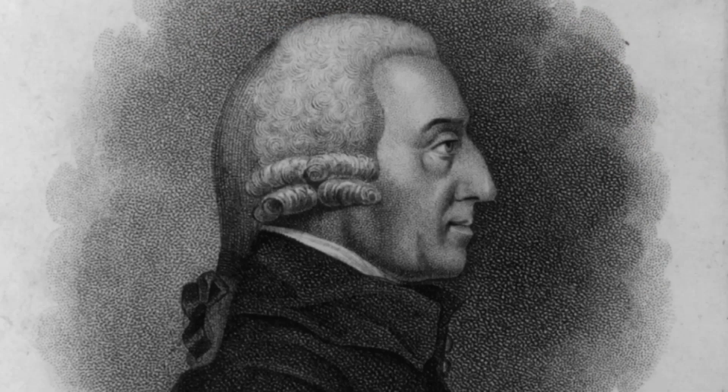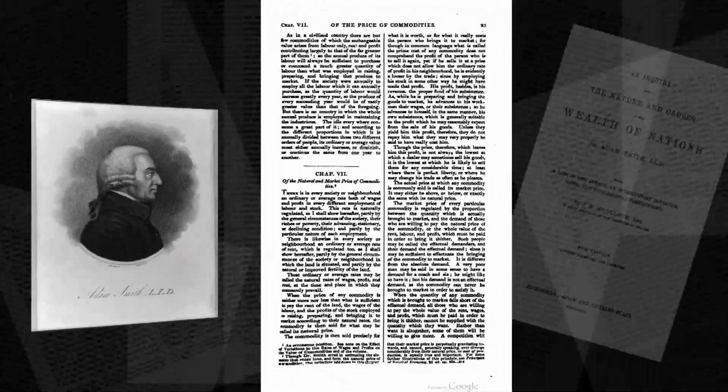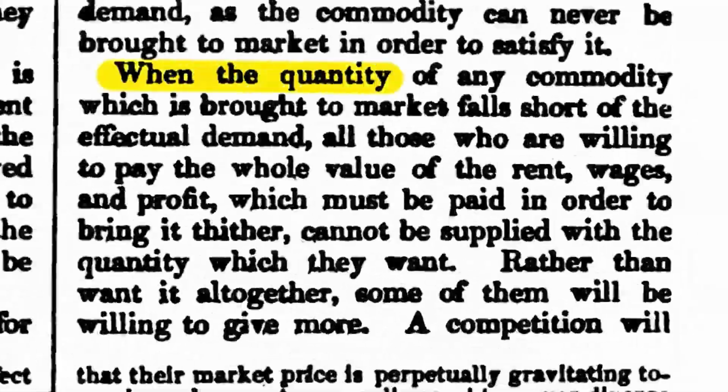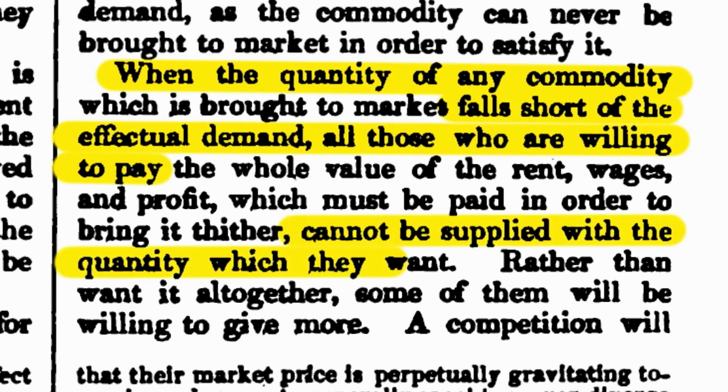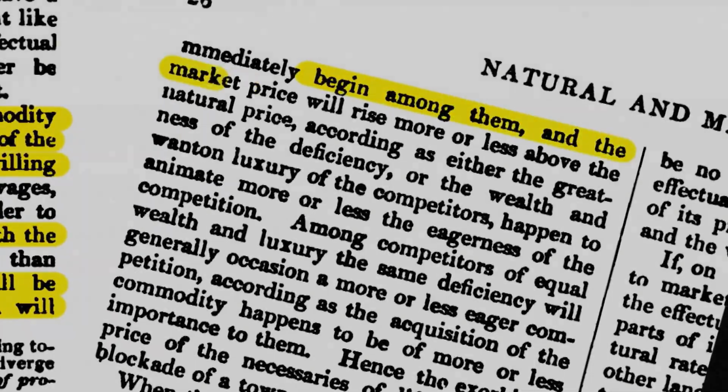In 1776, Adam Smith also explained the concepts in his influential book, Wealth of Nations. He wrote, quote, "When the quantity of any commodity falls short of the effectual demand, all those who are willing to pay cannot be supplied with the quantity which they want. Some of them will be willing to give more. A competition will begin among them, and the market price will rise."